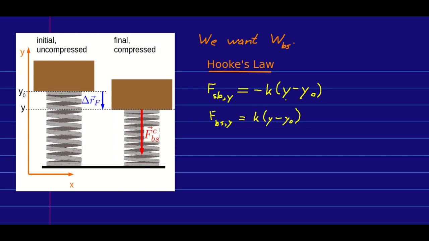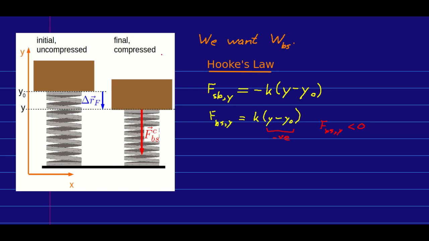Now, before we go any further, it's a good idea to look at some signs of things. The way I have my axes set up, y0 is greater than y. And so y minus y0 is going to be negative, which means that F that the brick exerts on the spring, the y component, is also negative. But that's not telling us anything we didn't already know. That's just saying that this force points down.